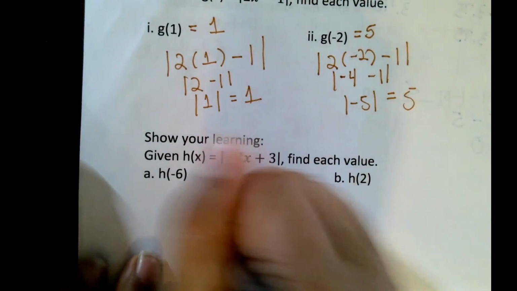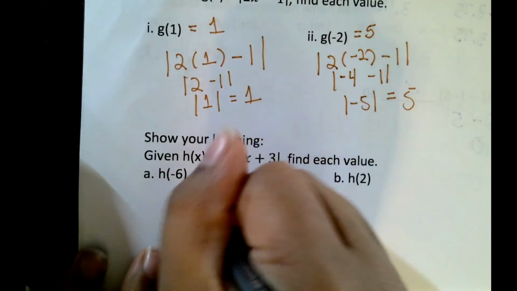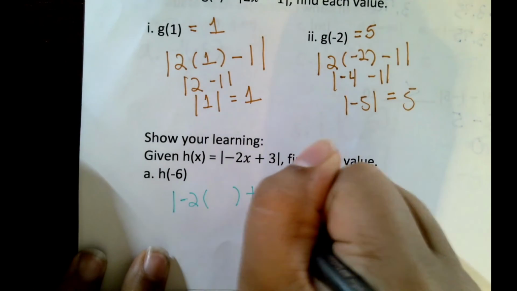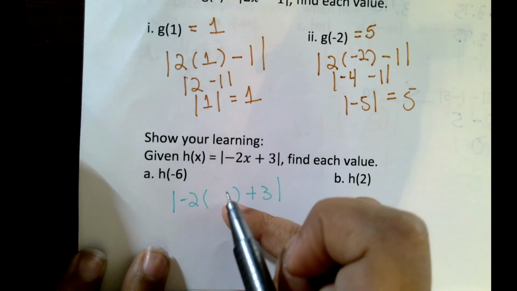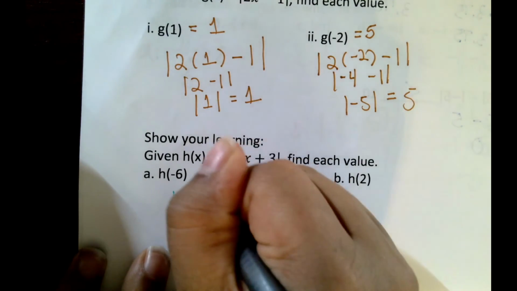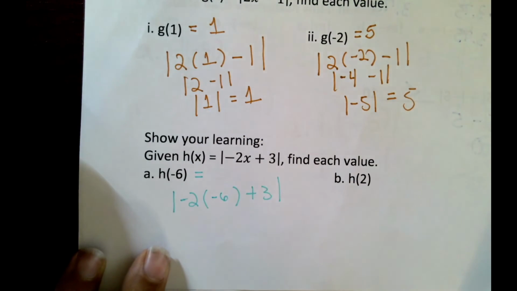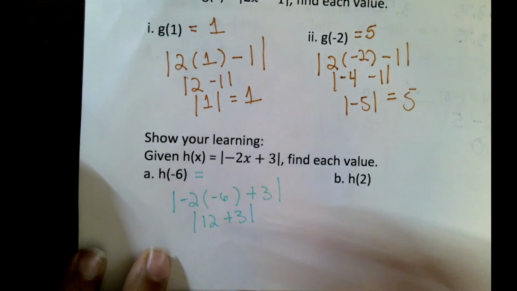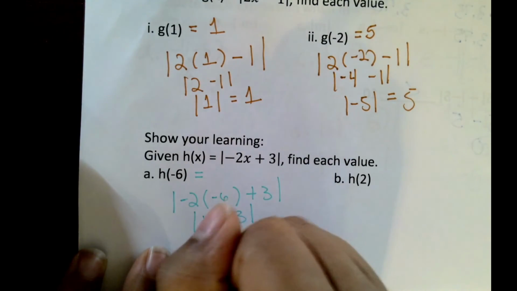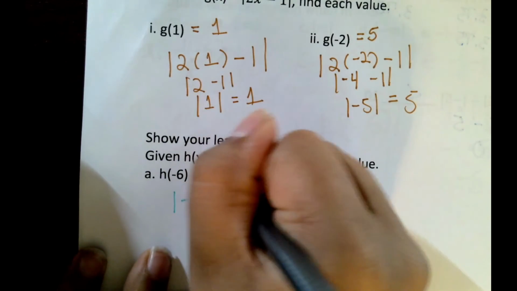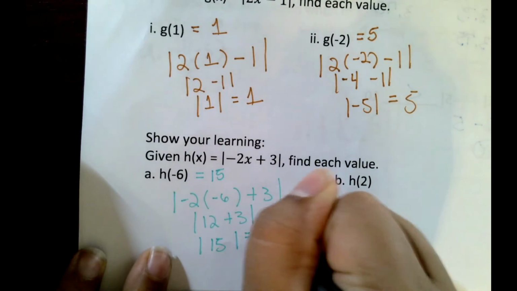Alrighty, so let's do this. Absolute value, negative 2 times something in parentheses plus 3. This blank that I'm leaving is standing for x. We want to plug in negative 6. Negative 2 times negative 6 is in fact 12 plus 3. Keep our absolute values. What is 12 plus 3? That is 15. So the absolute value of 15 is in fact 15.